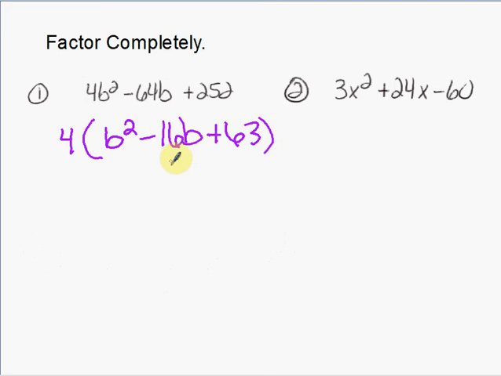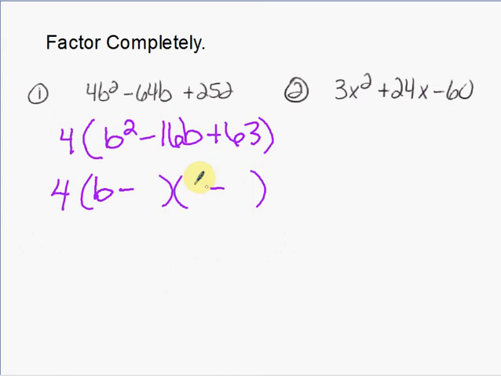Now I look inside my parentheses. I have 3 terms. That's a trinomial. So that tells me that I need to make 2 sets of parentheses. The 4 comes along for the ride. That's just going to be part of our answer. And I see that I have a plus. I look at this 63. It's a positive, so I put 2 minus signs right there because there's a minus right in front of the 16. Remember, when you have a positive, you always double up on your sign in the middle. So we put 2 negatives.